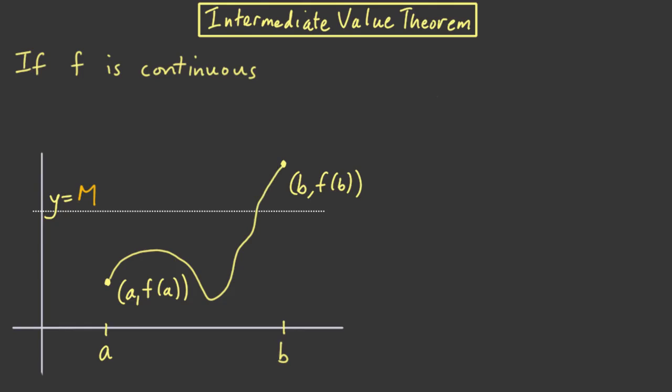Now, it could be that there's more than one point. The graph of f could do something like this, but we know for certain that there's got to be at least one point.